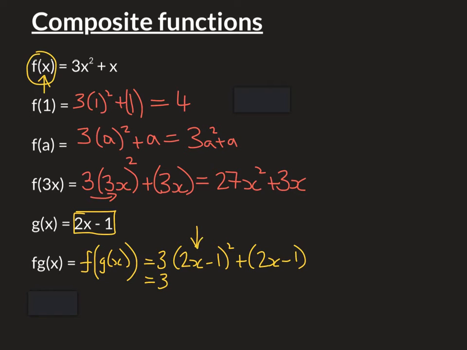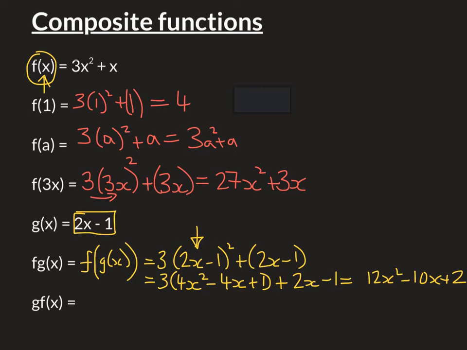Please make sure you do not put this as 4x squared minus 1. You need to remember that's 4x squared minus 4x plus 1, plus 2x minus 1 on the end, which equals 12x squared. I'm going to simplify, minus 12x plus 2x, minus 10x, plus 3 minus 1 plus 2... That's f of g of x.